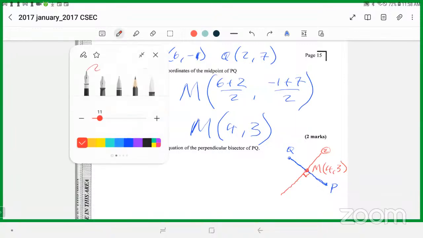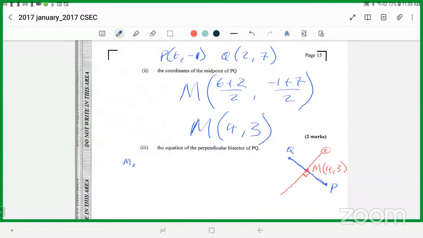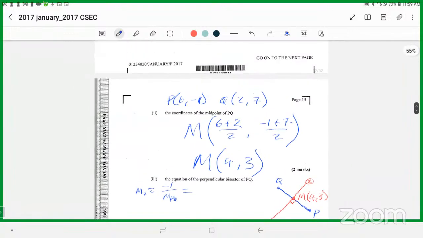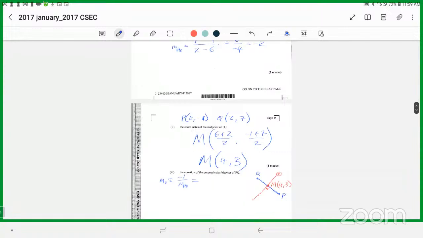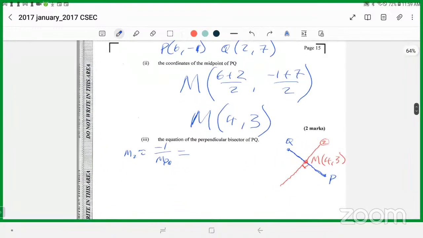So the gradient of line 2, M2, is minus 1 over the gradient of PQ. Which means that we take this gradient, negative 2, and put it under here. Or flip it and change the sign. We put the negative 2 under here, the negatives will cancel, and we're going to get a half for that perpendicular gradient. So the gradient of that red line is a half.